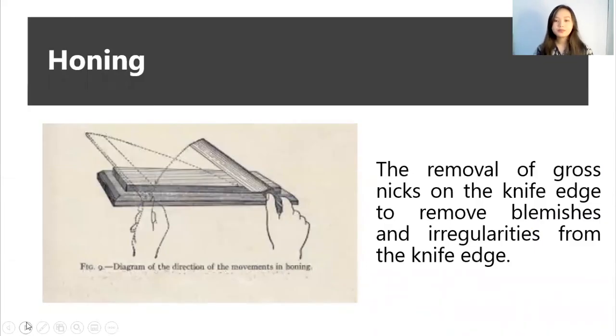The first one is honing. This is the removal of gross nicks on the knife edge, to remove blemishes and irregularities from the knife edge. Jagged edges on the knife edge will produce tears or striations in the tissue sections, which will be greatly magnified under the microscope. It is usually done on a stone or a honing stone. Now, there are directions in using this.